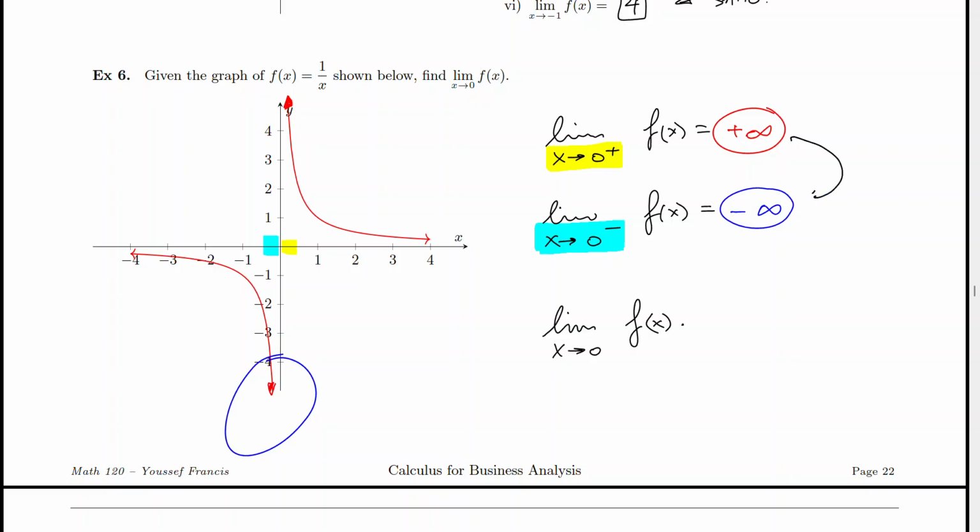Now, these infinities are not even numbers, by the way. So I could have stopped after seeing one of them and written that the limit as x approaches 0 will not exist. But first of all, these guys are not equal. They're not even numbers in the first place. So let's go ahead and write everything down. First of all, they need to be equal for the limit to exist.